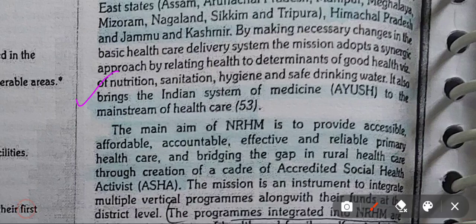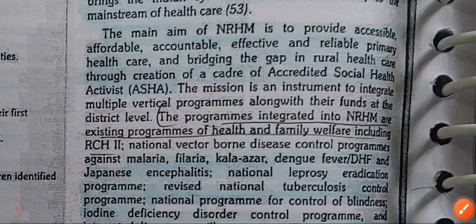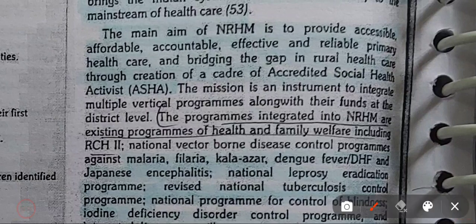Also I have mentioned that it brings the Indian system of medicine, that is Ayush, to the mainstream healthcare system. So what is the main aim? The main aim of the NRHM is to provide accessible, affordable, accountable, effective and reliable primary health care, and bridging the gap in rural health care through the creation of a cadre of Accredited Social Health Activists, that is ASHA.